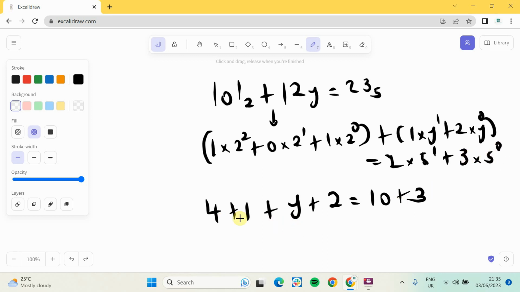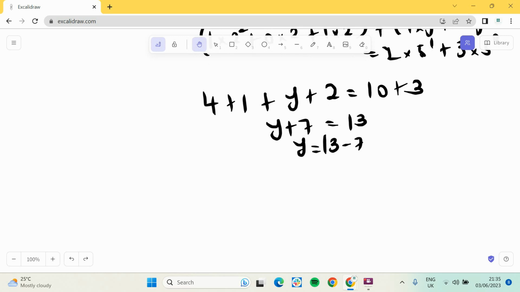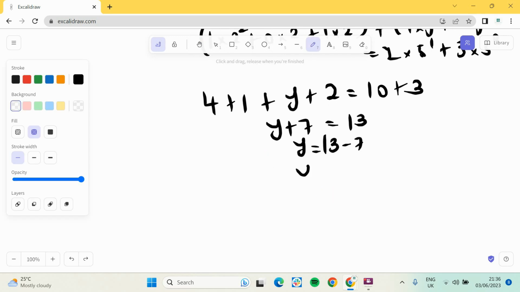Let's simplify. 4 plus 1 is 5. 5 plus 2 is 7. So that will be y plus 7, right? Great. Is equal to 10 plus 3. 10 plus 3 is what? 13. So y is equal to, let's collect like terms. Carry this one to the other side. That will be 13 minus 7, right? So what is our y equal to? When you do 13 minus 7, your y will be equal to what? It will be equal to 6.